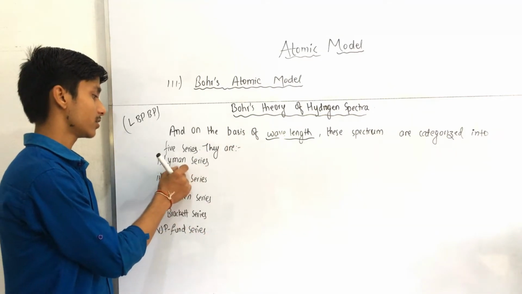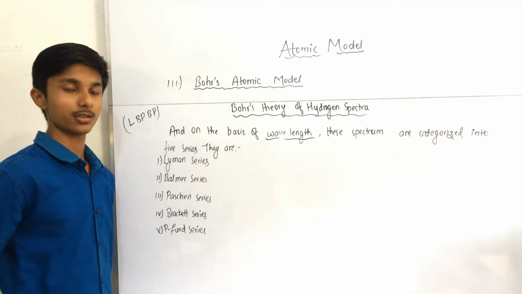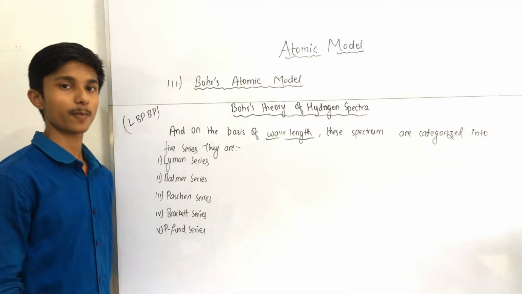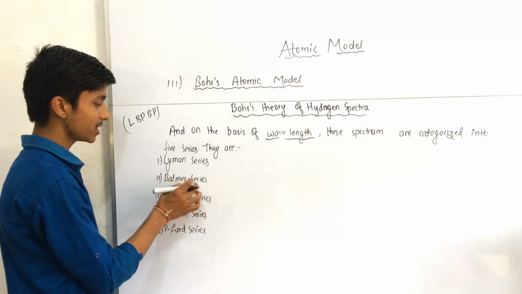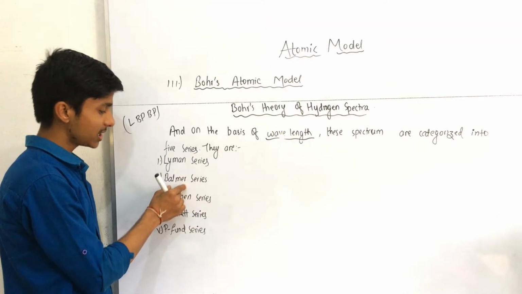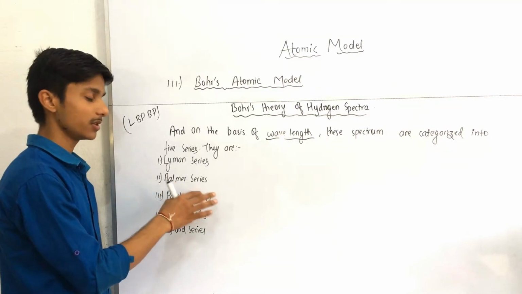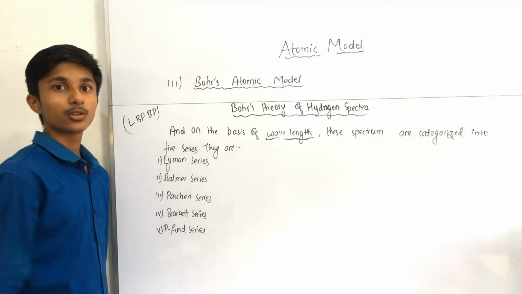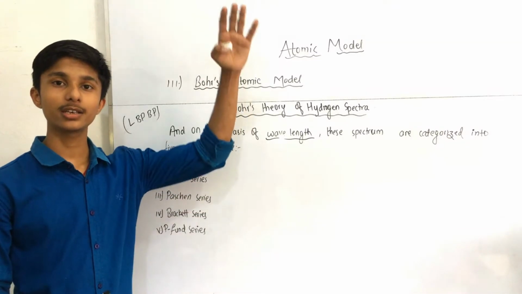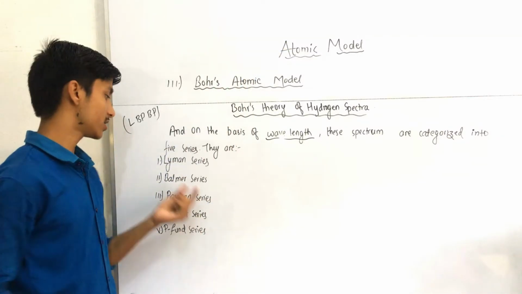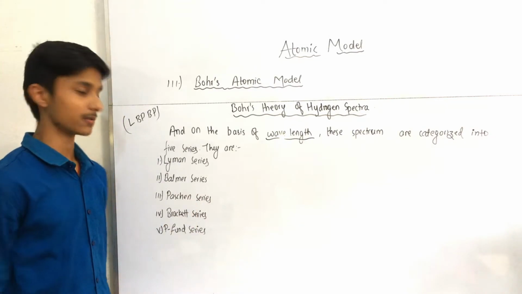They are called Lyman series, and they are generally found in UV radiation. It means they are present in the UV region. Balmer series: write the series of those spectra formed due to the fall of electron from higher energy level to the second energy level. It's called Balmer series, and this is present in the visible region.